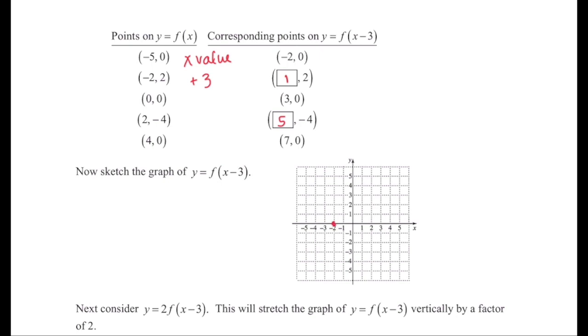Negative 2, 0; 1, 2; 3, 0; 5, negative 4; and 7, which is off the charts, 7, 0.